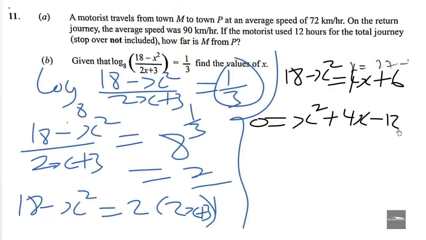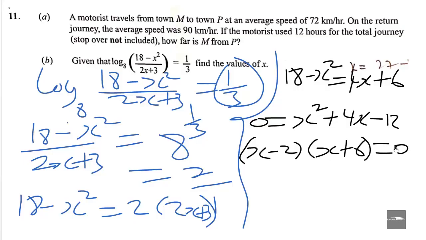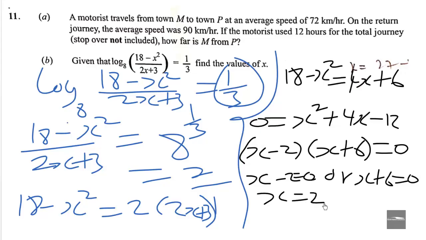Two numbers that when we add we get 4, and when we multiply we get negative 12, are 6 and negative 2. So we can factor this as (x minus 2)(x plus 6) equals 0. By the zero product principle, x minus 2 equals 0, or x plus 6 is equal to 0. So x is either equal to 2 or x is equal to negative 6.